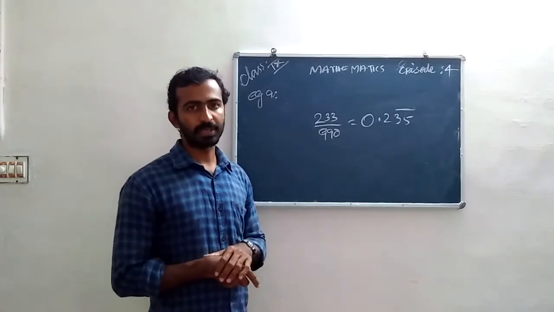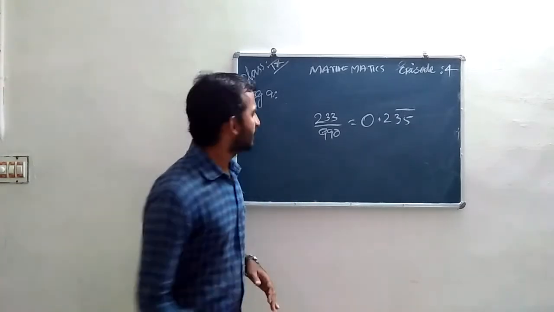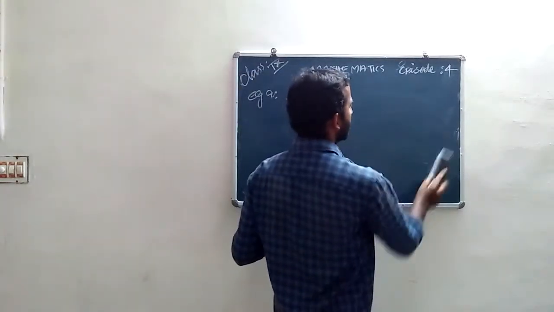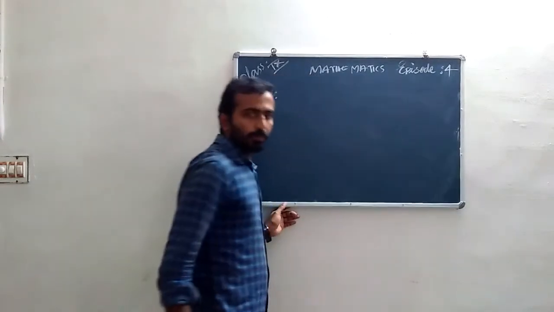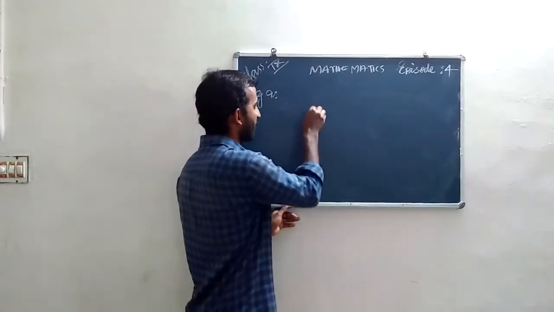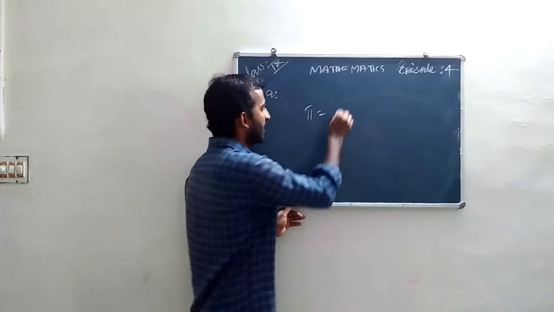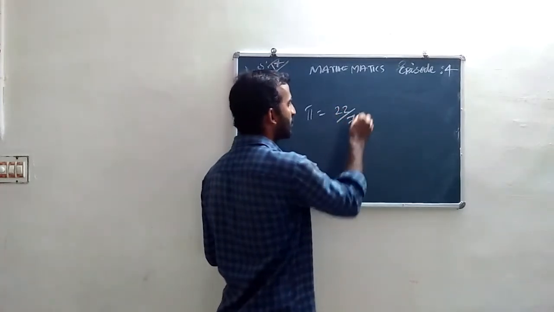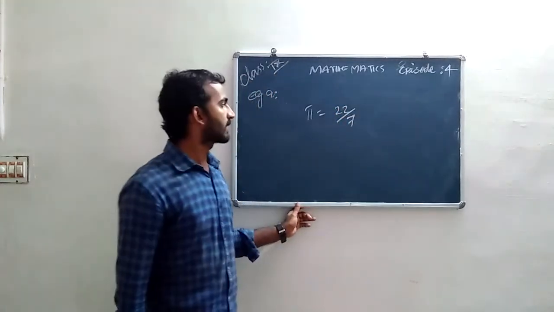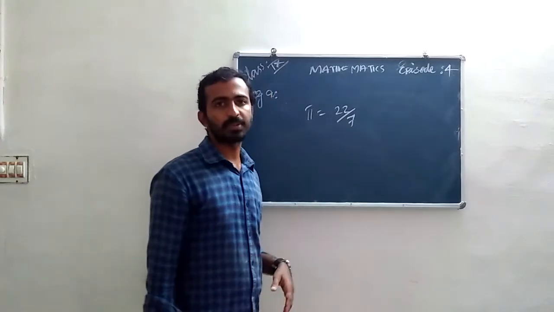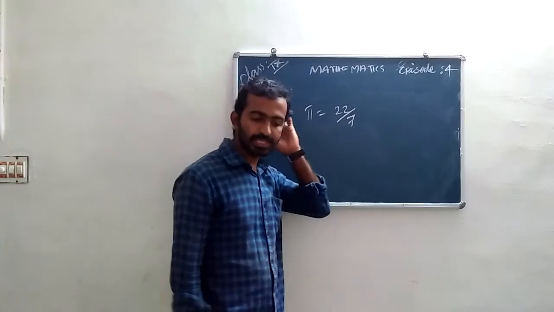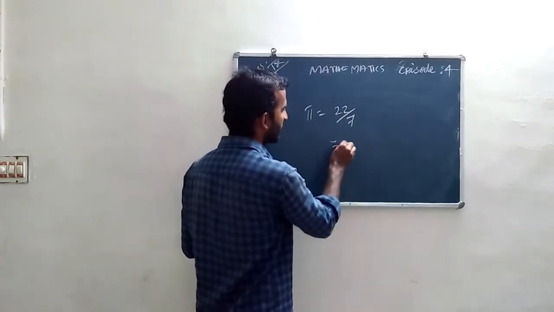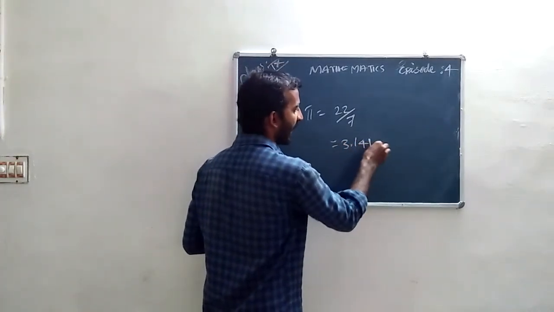And in the history of maths, we can take pi, the value of pi. The value of pi is approximately 22/7. We studied in previous classes that pi equals 22/7. That is, the value is 3.141 etc.